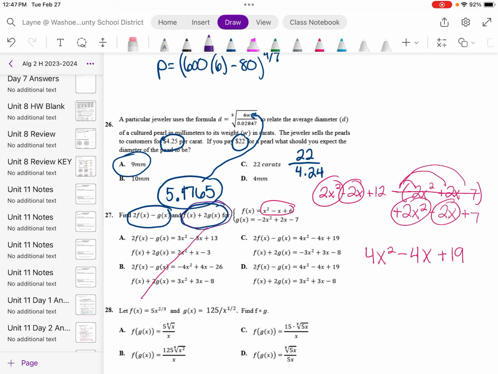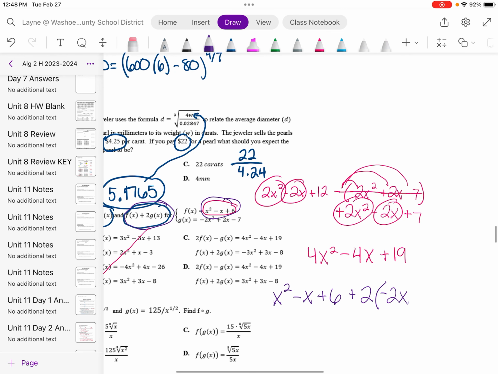This one is just f of x plus 2 times g of x. So f of x is x squared minus x plus 6. And then we're going to do 2 times g of x and add that to it. 2 times g of x is negative 2x squared plus 2x minus 7. Multiply in the 2, so this will now be minus 4x squared plus 4x minus 14.